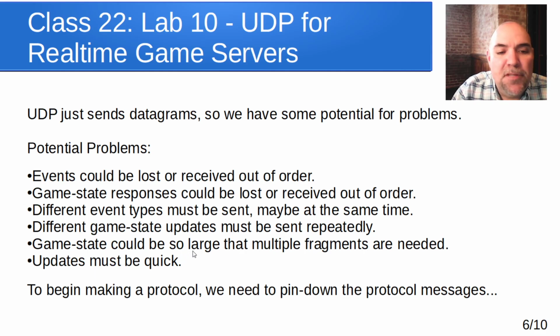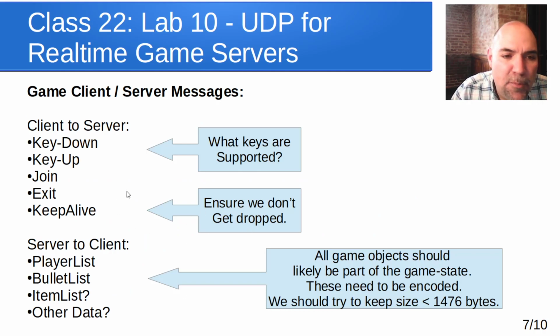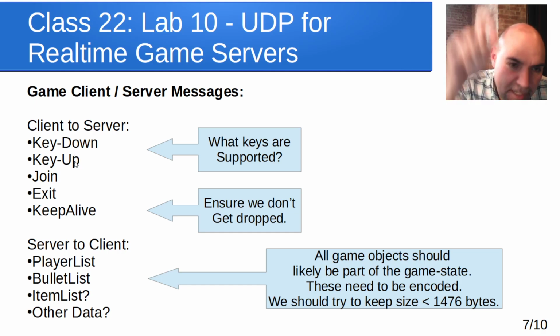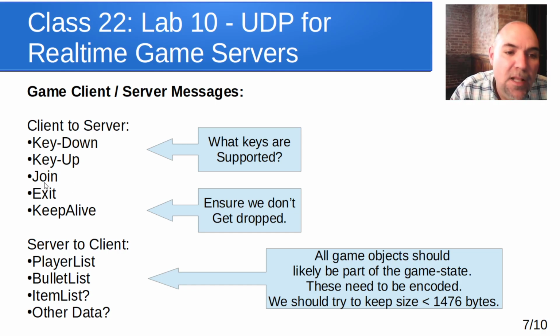And the game state could be so large that multiple fragments are needed. For our case, that's not really the case. But we want it to all be quick, so we want to keep the size of that small. One of the motivations we took into consideration and why we're using message pack. Okay. So we pinned down our protocols for our example code to support whatever keys need to be pushed down, detected as pushed down, detected as up, a way to join, a way to exit, and then some keep alive.